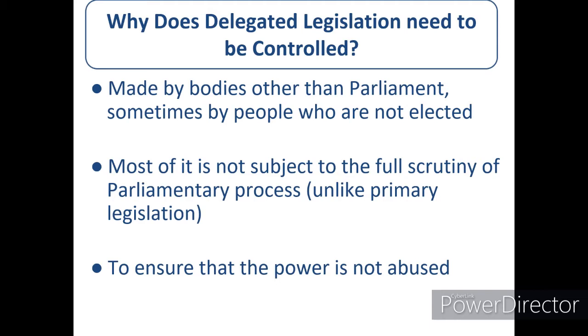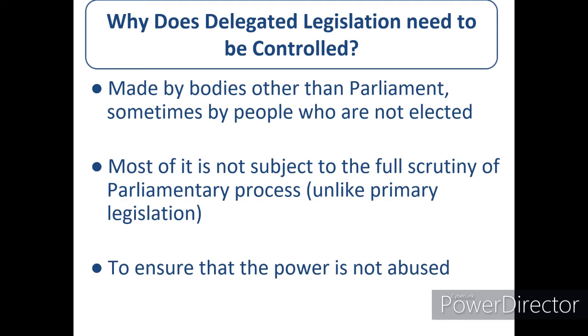First of all, why does delegated legislation need to be controlled? Well, remember what it is. It's law made by somebody other than Parliament, but under Parliament's authority. So Parliament is our elected body. It's our supreme lawmaker. It's made up of people who are elected or trusted to make our law. Delegated legislation, however, may well be written and made by people who are not elected, so don't necessarily have the public's backing.